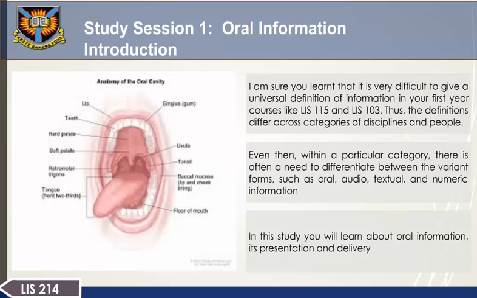Introduction. I am very sure you learned that it is very difficult to give a universal definition of information in your first year courses like LIS 115 and LIS 103. First, the definitions differ across categories of disciplines and people. Even then, within a particular category, there is often a need to differentiate between the variant forms such as oral, audio, textual, and numeric information. In this study, you will learn about oral information, its presentation and delivery.